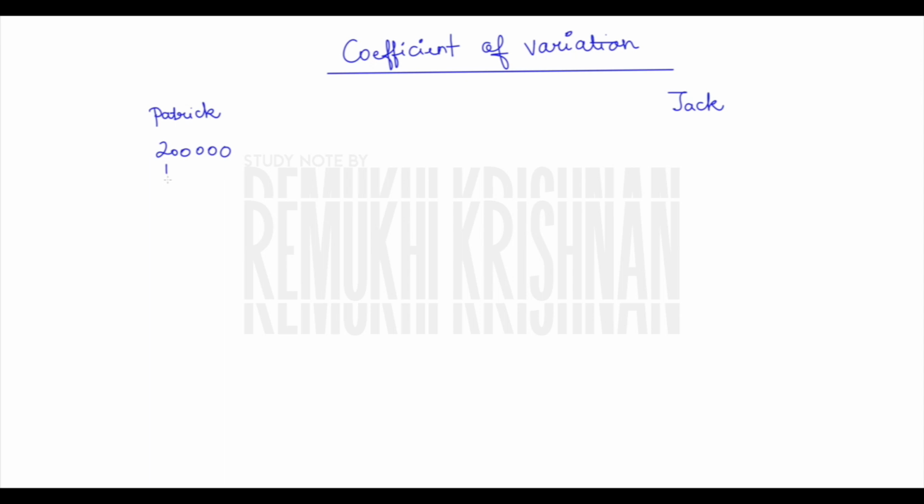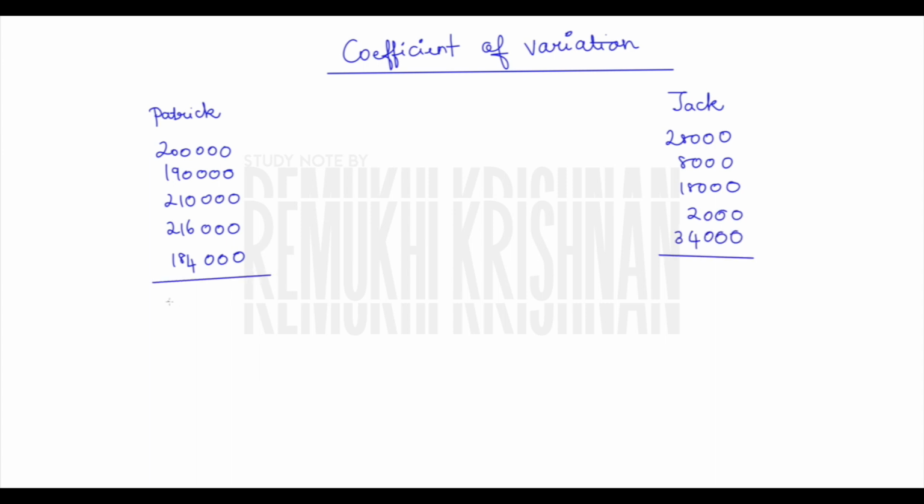There are two persons, Patrick and Jack. Patrick is making an income of these amounts in 5 months, so per month he is making this sum. Similarly, Jack is making these incomes in 5 months. So the total comes to be what? For Patrick it is 10 lakh and for Jack it comes to be 90,000.